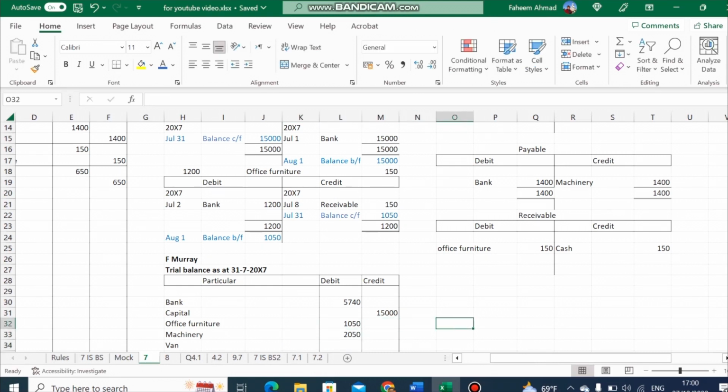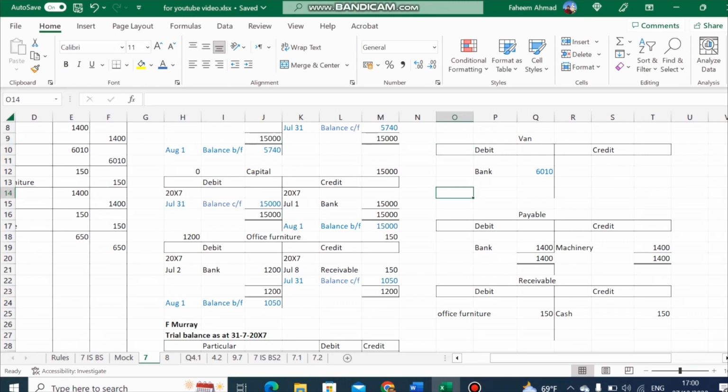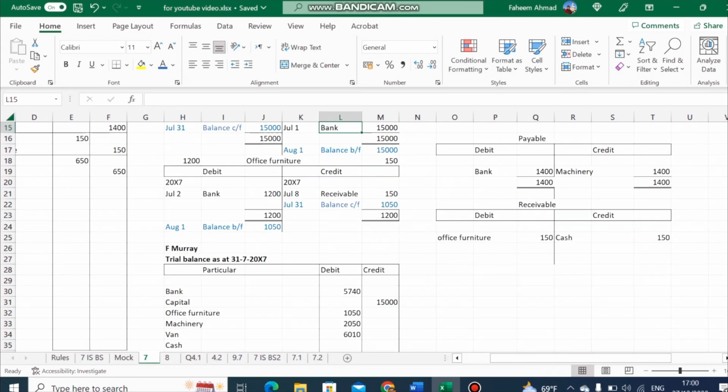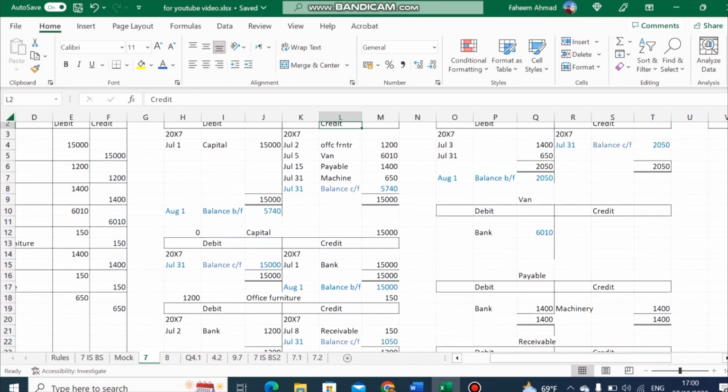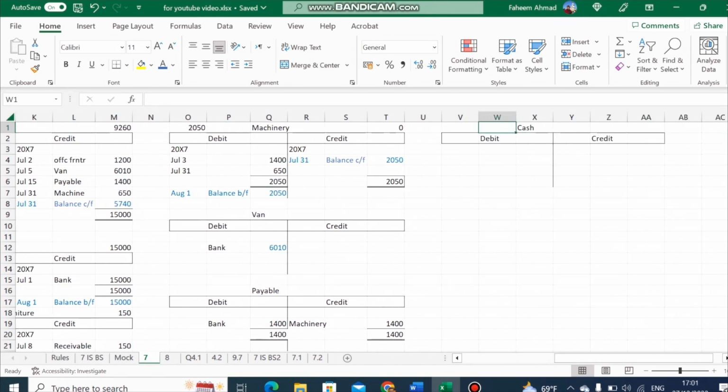Similarly, you will prepare T accounts for all of them. You can see for receivable, the balance is 0. For payable, balance is 0. For van, balance is 6010. And for cash, let's check for cash. Okay, I haven't prepared cash account, so I'm going to prepare cash account now.